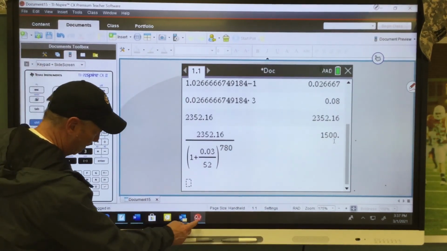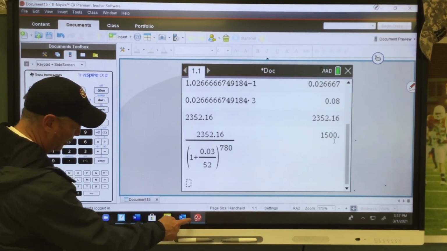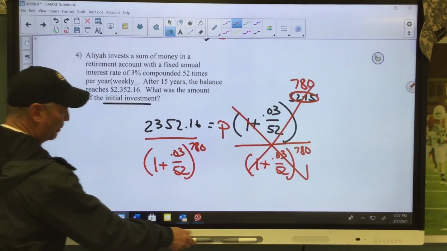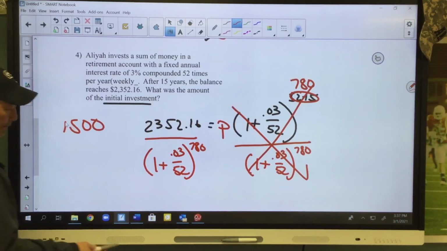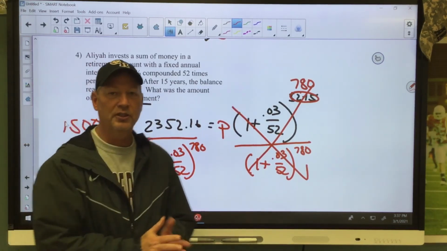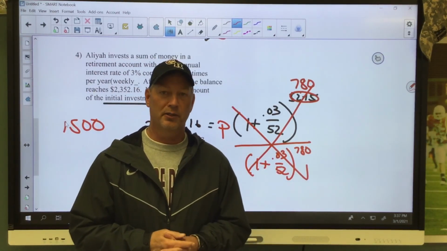Okay? Let's go back here. So our initial investment is $1,500. Okay? All right, so this is how we're going to do compound interest.